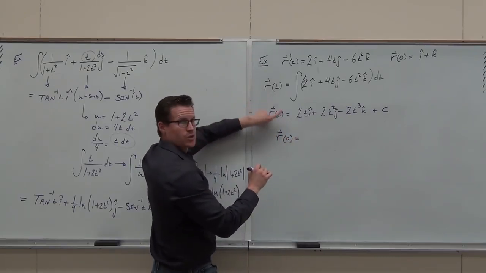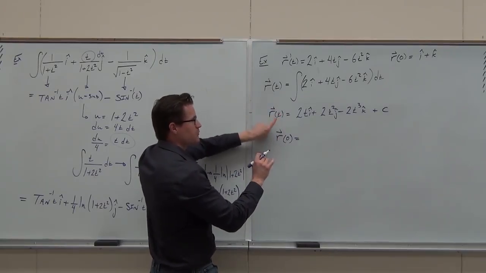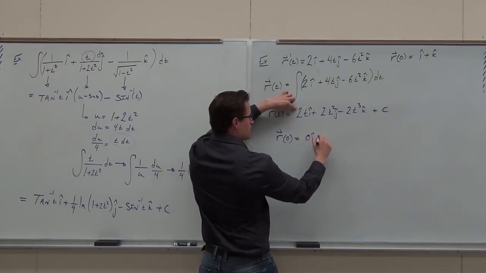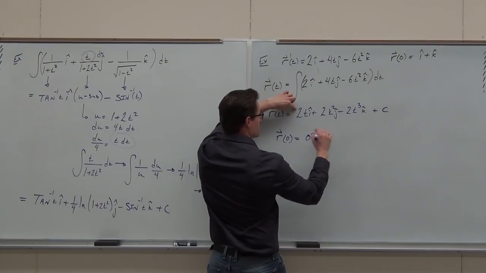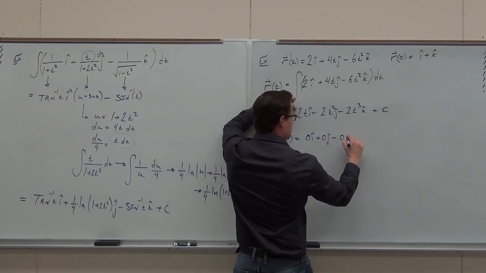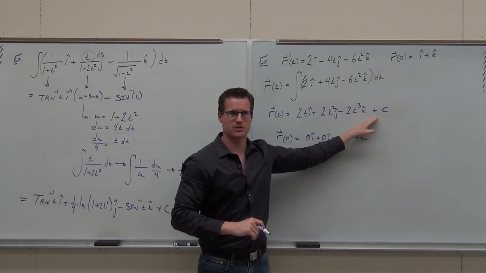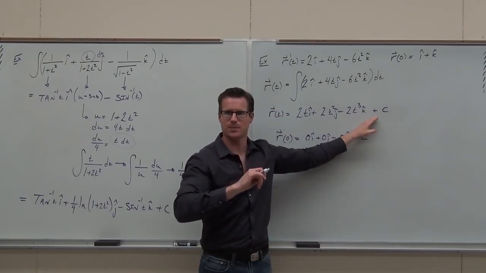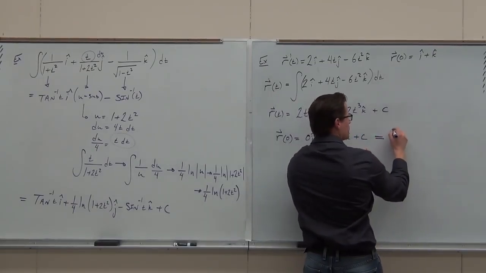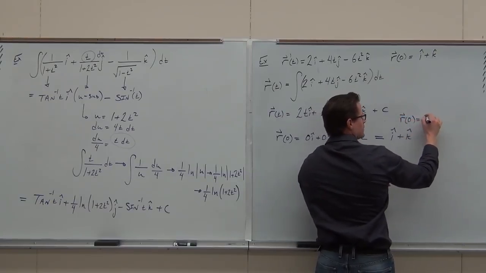When I plug in 0 to my vector function, please watch carefully, this is where people get really lost. When I plug in 0 to this vector function that you just found, 0i plus 0j minus 0k plus c. That's what I get when I plug in 0 to my original vector function. Does that make sense to you? But there's more. We also know that it has to equal i plus k. This is what my initial condition said.